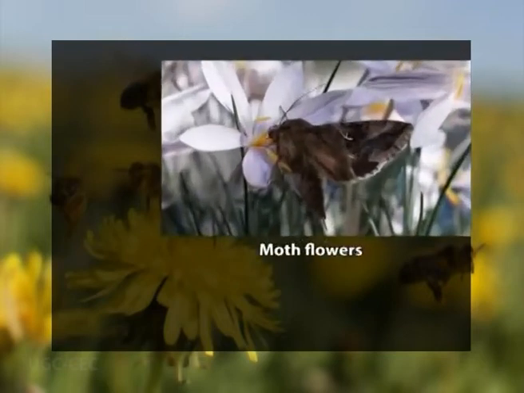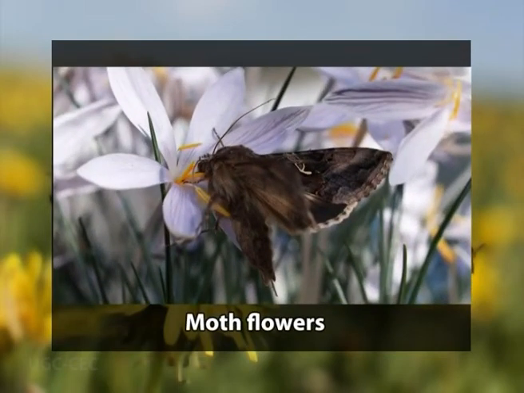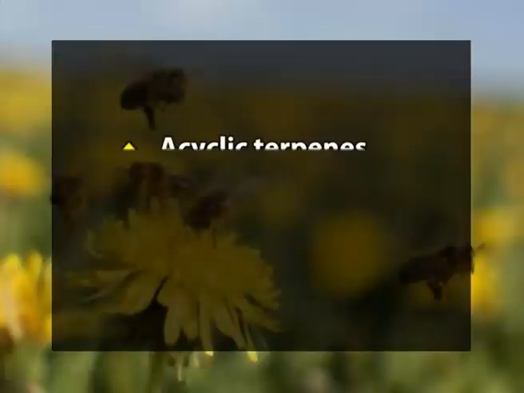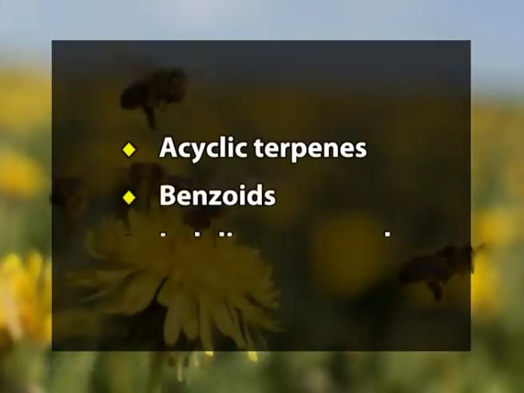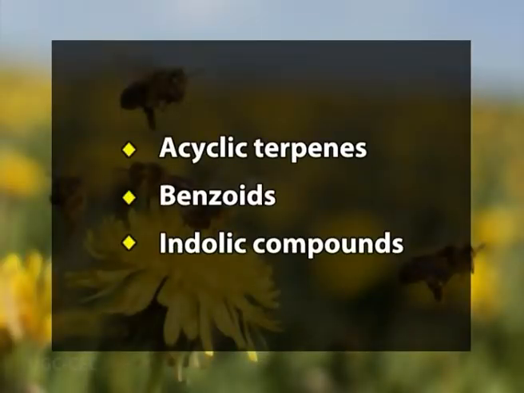Moths being nocturnal, visit light colored flowers during night. The moth pollinated flowers are heavily scented, having sweet fragrance, which is nocturnally emitted. These scents contain acyclic terpenes, benzoids, and indolic compounds, which are detected by moths from a long distance.